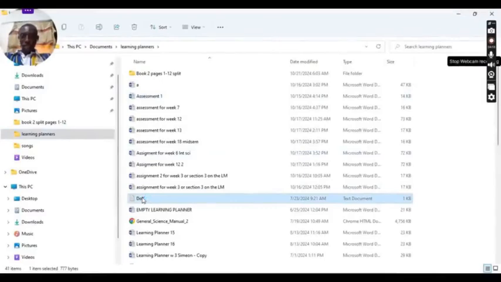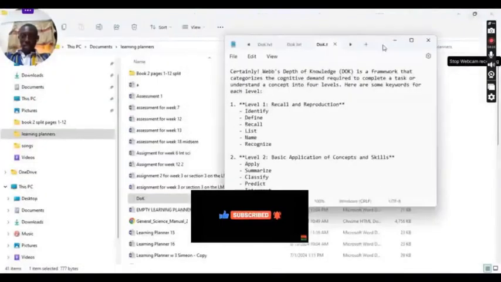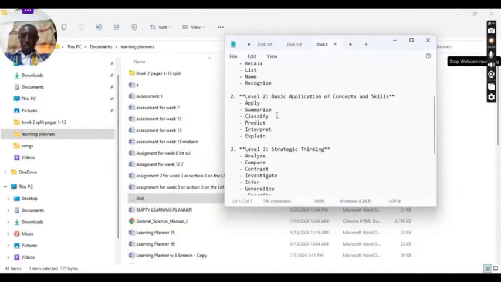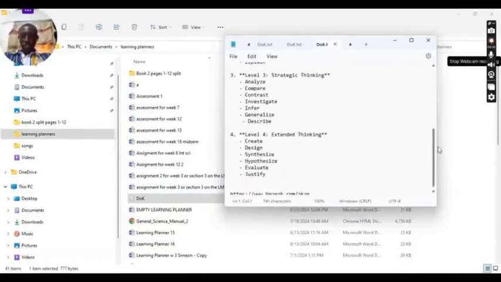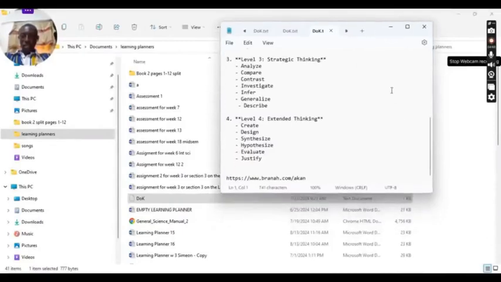Okay, so I have a little sample here on the same DOK levels. So I have to minimize it. Alright, okay. So level 1, these are the words: identify, name, recognize, list. Level 2: apply, summarize, classify. Level 3: compare, contrast, investigate. Level 4: extended thinking, create, design, synthesize, hypothesize. So these are the various DOK levels, and you have to employ them in the setting of the questions on the assessment side.